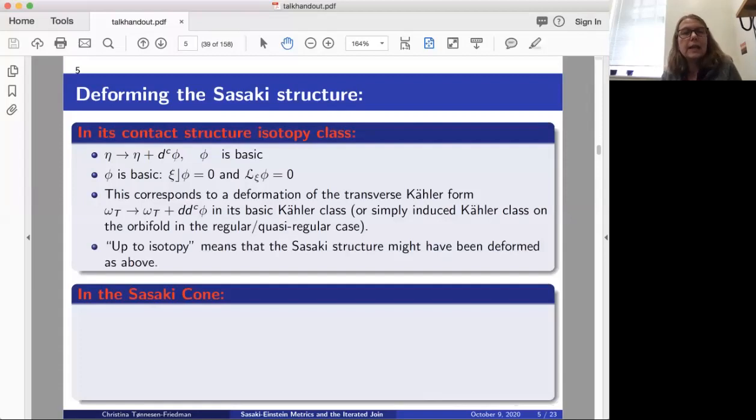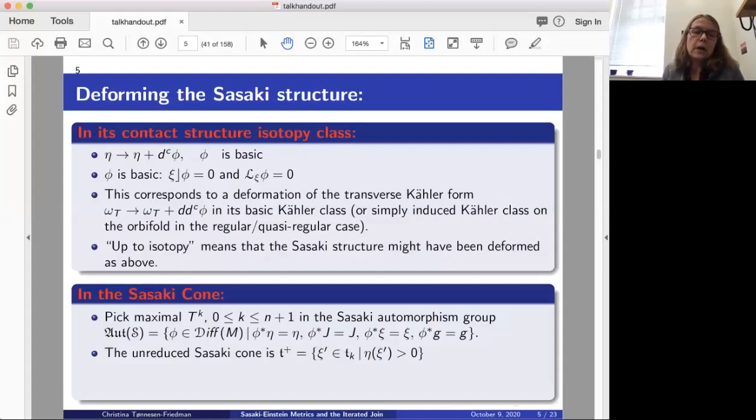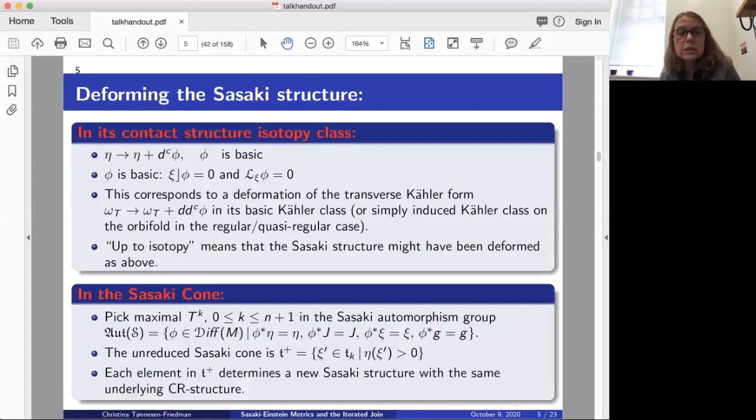Another way that we can deform a Sasaki structure is within the Sasaki cone. So just quickly talking about that, if you pick a maximal torus in the Sasaki automorphism group, then the unreduced Sasaki cone is the collection of elements in the corresponding Lie algebra, where eta on the corresponding vector field is positive. That can then give us a new Sasaki structure with the same underlying CR structure. Okay.